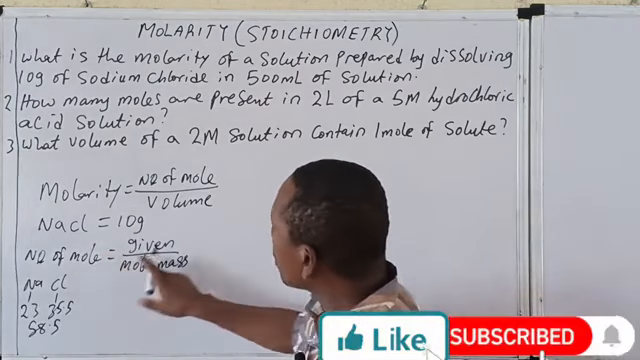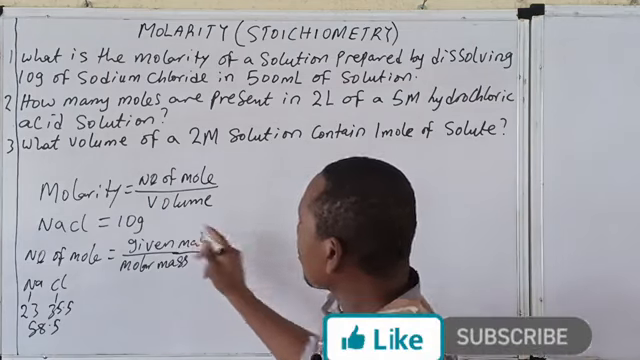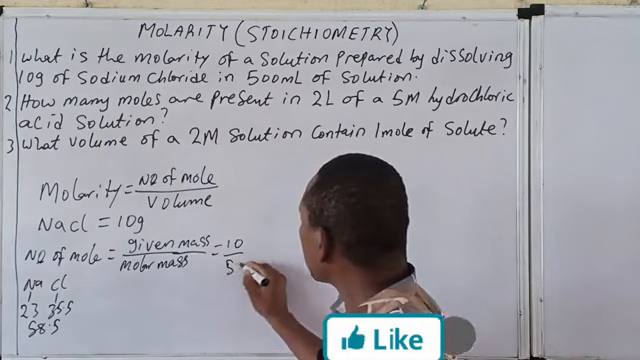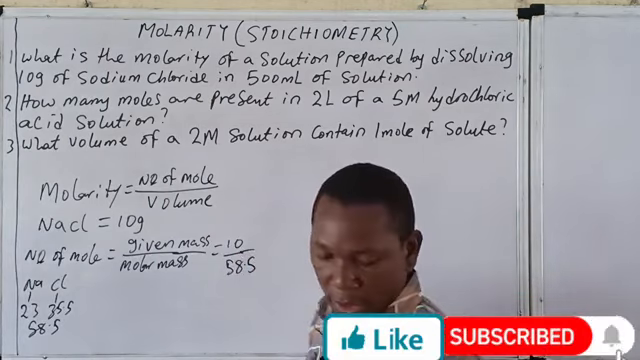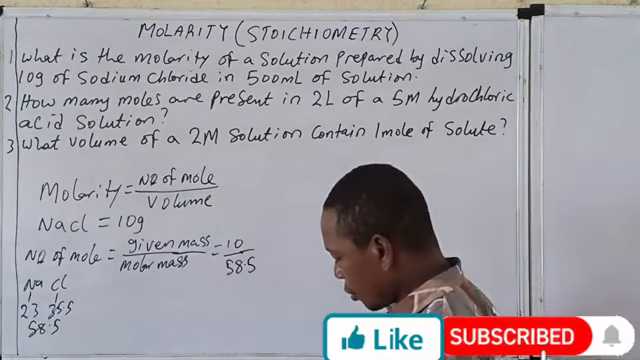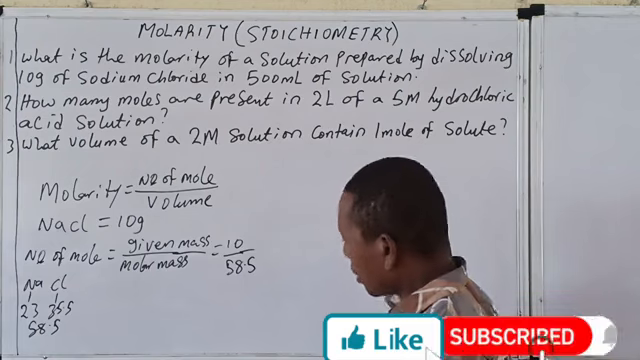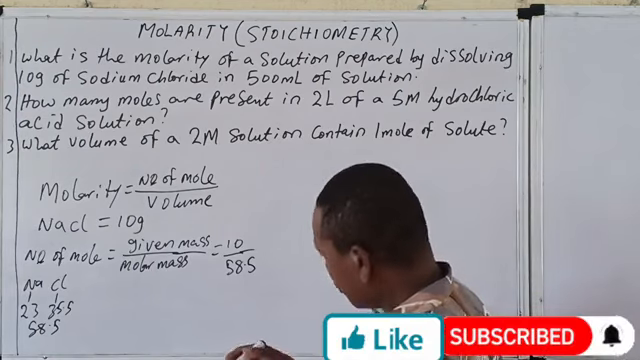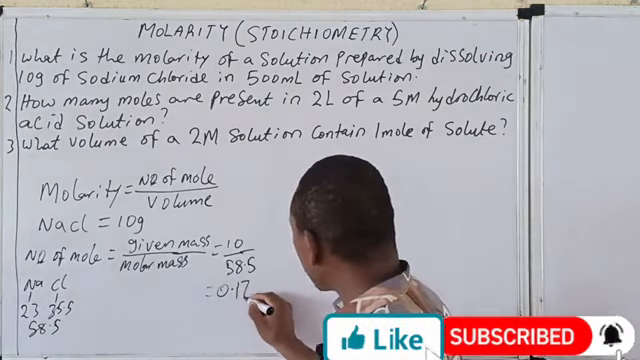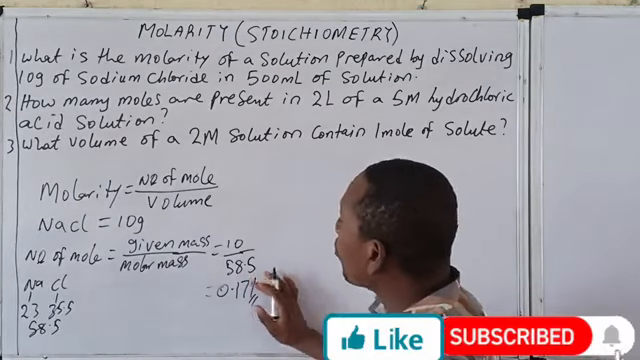So that brings us back to the formula. Number of mole is given mass over molar mass. The given mass here is 10, and the molar mass here is 58.5. So let's use the calculator. 10 divided by 58.5 will give you 0.171 approximately. So this is the number of mole, right?